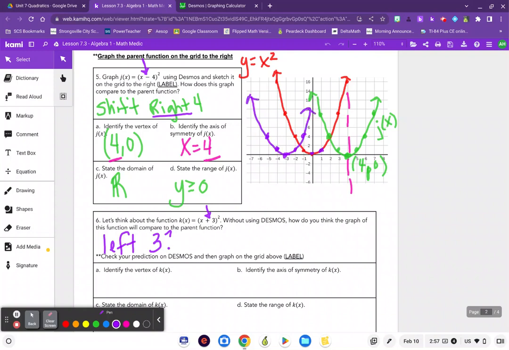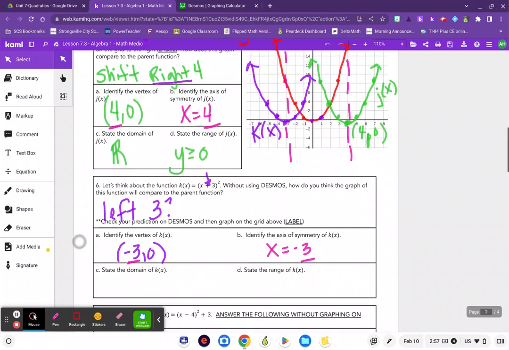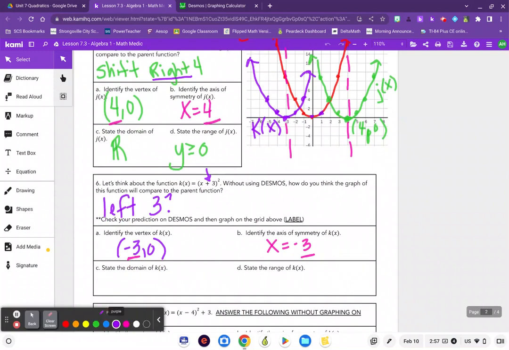Okay. And we're going to label this. This was the k function. So now I have a vertex at negative 3, 0, which means that, again, my axis of symmetry has moved compared to the parent function. My axis of symmetry is going to go right through that vertex. I'm crossing the x-axis at negative 3. Again, notice that that matches the x-coordinate of the vertex. The domain is always all real numbers. And the range, well, the lowest y value I have is 0, and all the y values are bigger than or equal to that. So y is greater than or equal to 0.